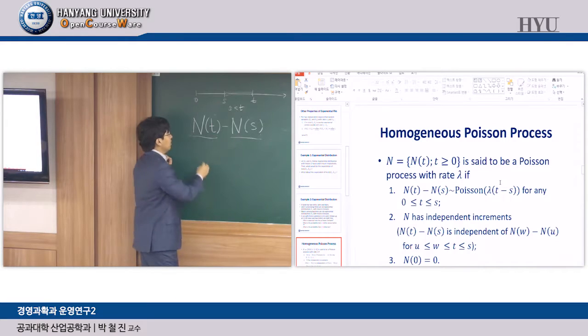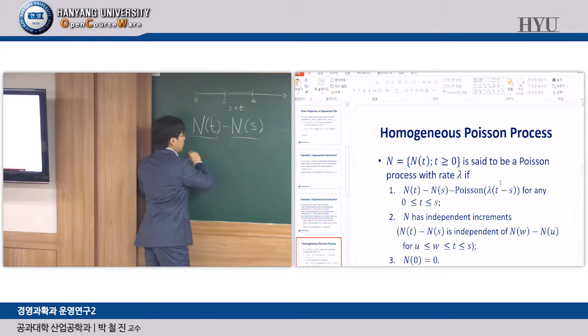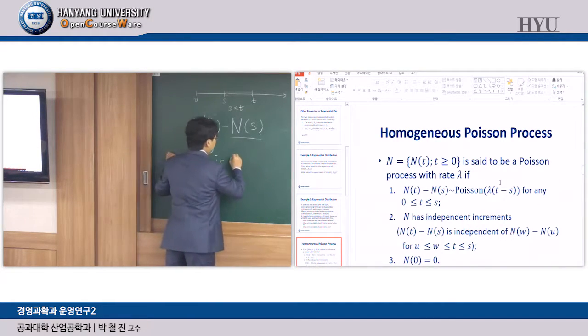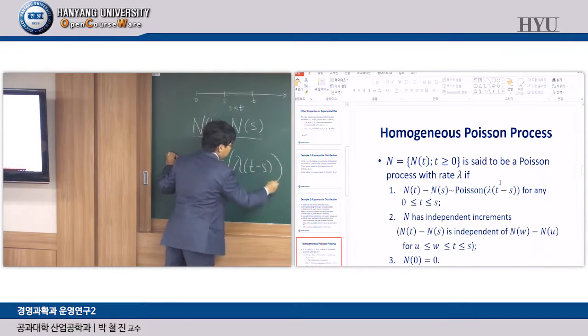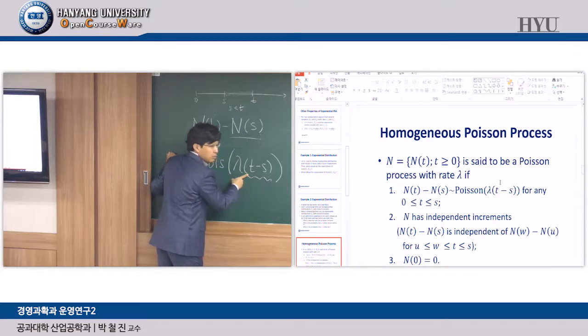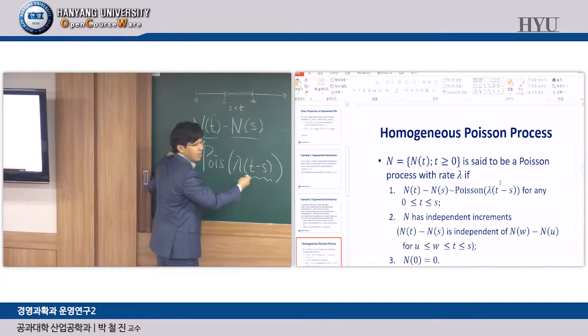Then that means the number of events occurring from s to t. If we consider this random variable, it follows a Poisson with rate lambda times t minus s. This part represents the amount of time we consider.